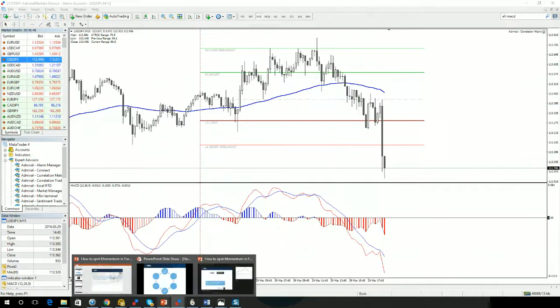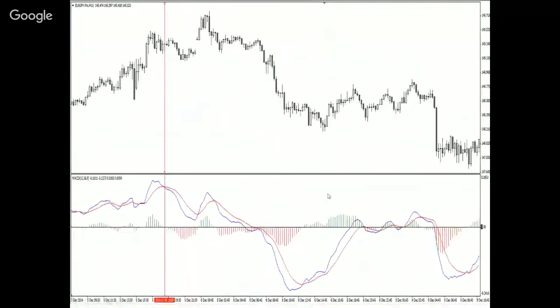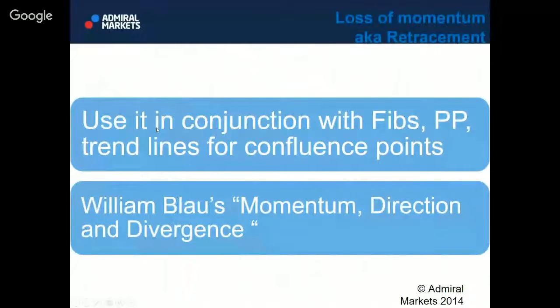Okay, that is how we use MACD, guys. Okay, these are different examples. So use it in conjunction with FIBs, pivot points, trend lines, or confluence points. And I recommend you to read William Blau's Momentum, Direction, Divergence, a great book. And actually, you can find some of these concepts there.